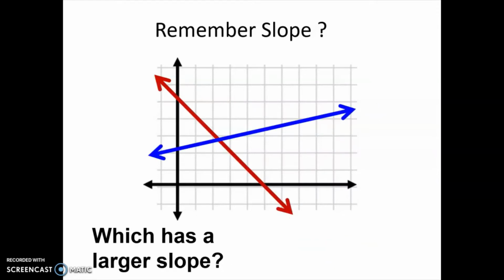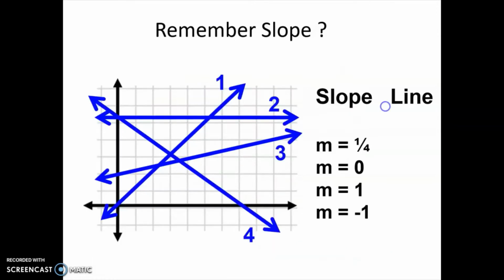How about here? Which one has a larger slope? Hope you answered the red line. Even though the blue line has a positive slope and the red line has a negative slope, the red line's negative slope is a larger value because it's steeper.